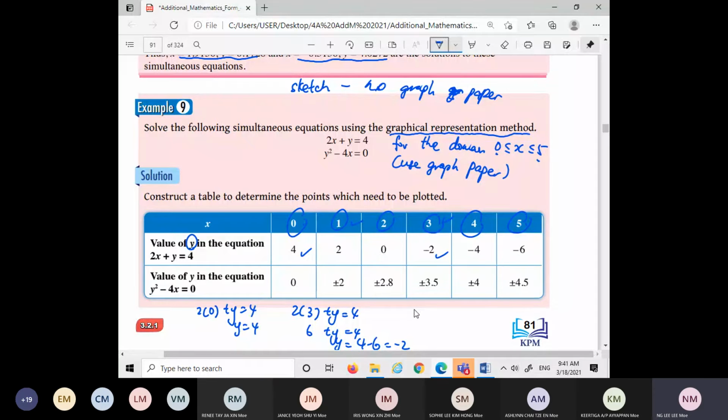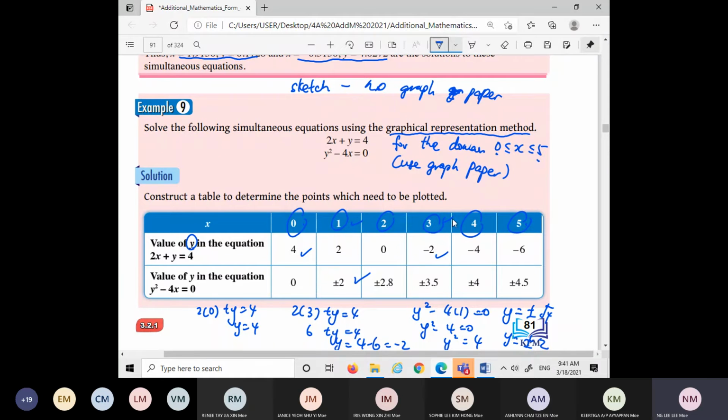Okay, so when x is 1, y squared is 4. So y squared becomes positive 4. Therefore, y equals plus minus square root of 4. y equals plus minus 2. Okay, take another example.